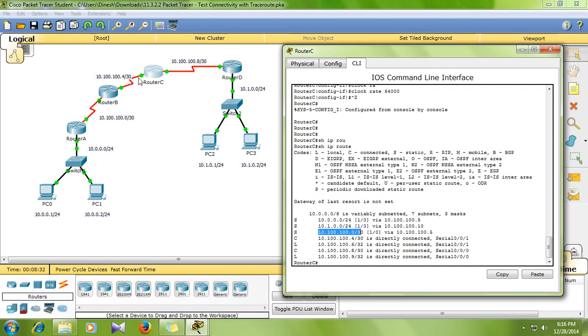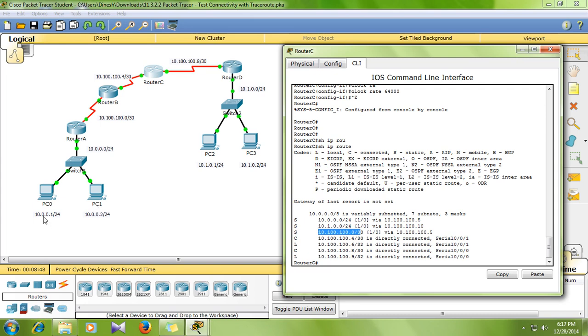It will check the routing table and forward to router C. Router C checks the routing table and forwards to router D. Router D checks and forwards to PC2, PC3. Then PC3 will reply in reverse. The source address will be this, the destination address will be this. So a reverse lookup will happen.